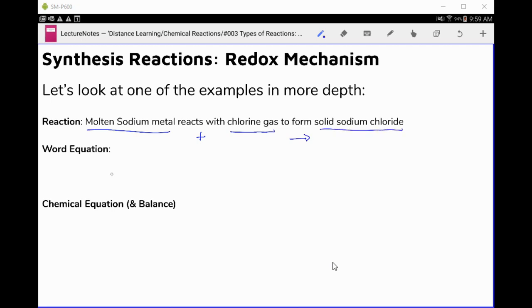So for my word equation, I know I have sodium metal. That's just the element sodium. And it says that it's molten. I'm not sure if we're very familiar with that word or not, but molten means melted or liquid. So we have really, really hot melted sodium metal here. We're reacting that with chlorine gas, so the element chlorine in its gaseous state. And it's forming sodium chloride in its solid state.